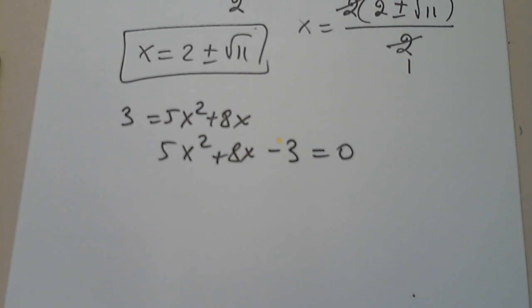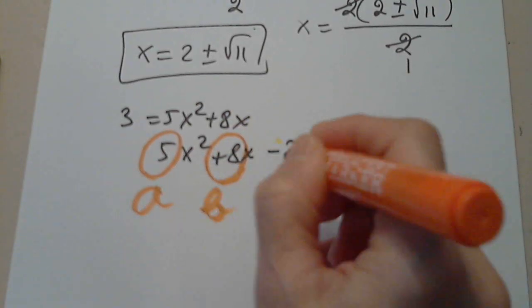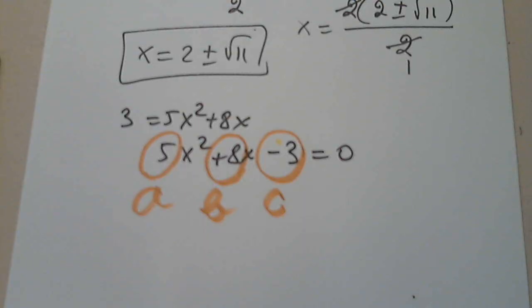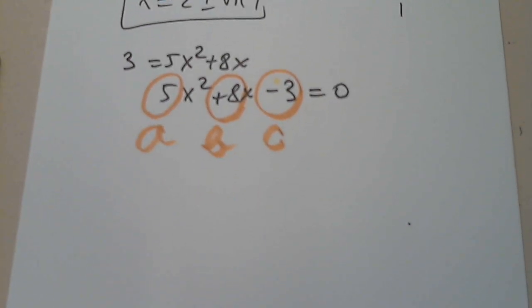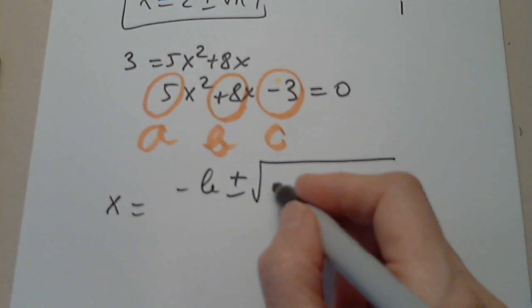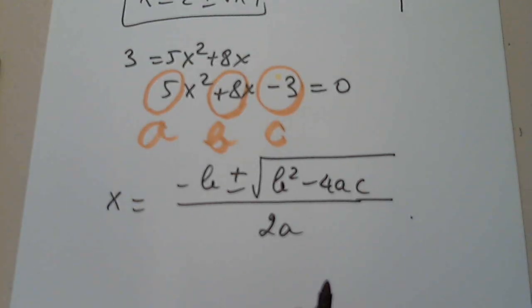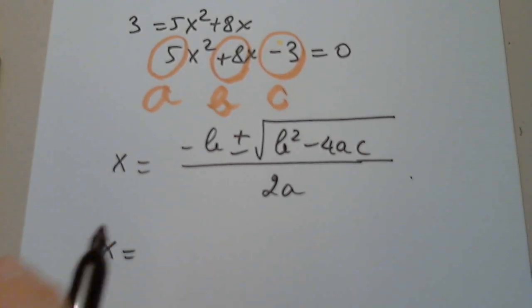Good. Now I identify those coefficients. Here is a. Here is b with a sign in front. And here is c with a sign in front. And now I prepare the quadratic formula. What I recommend, always write it: negative b plus or minus the square root of b squared minus 4ac divided by 2a. Then you will remember it easily. And now carefully plug them in.